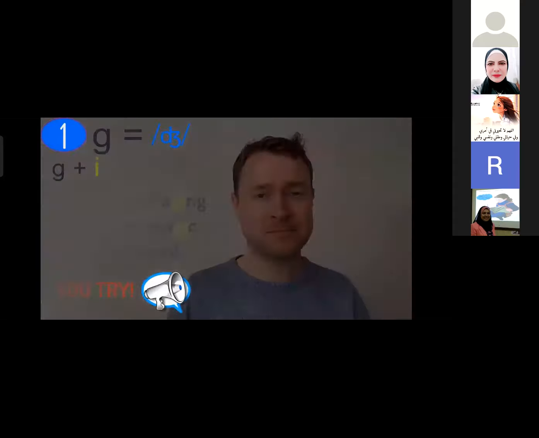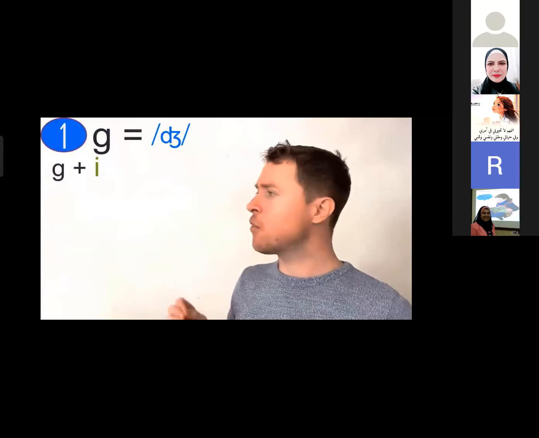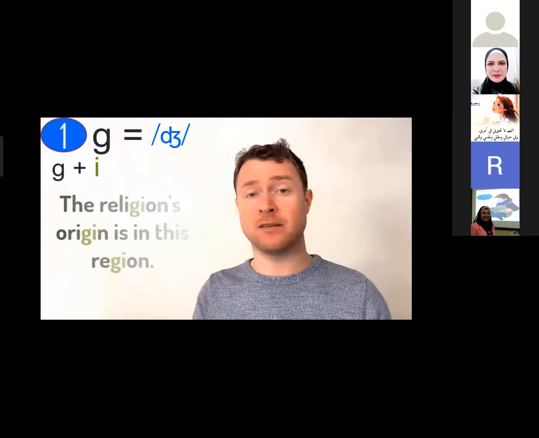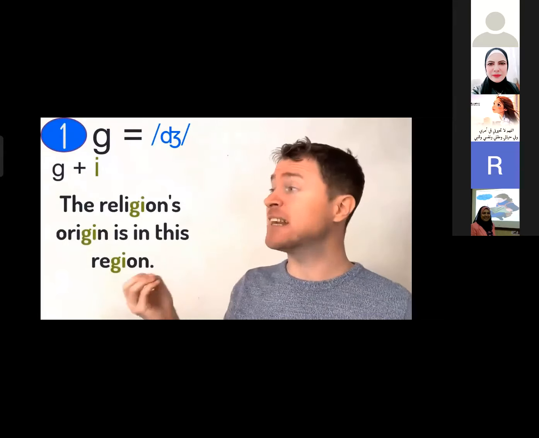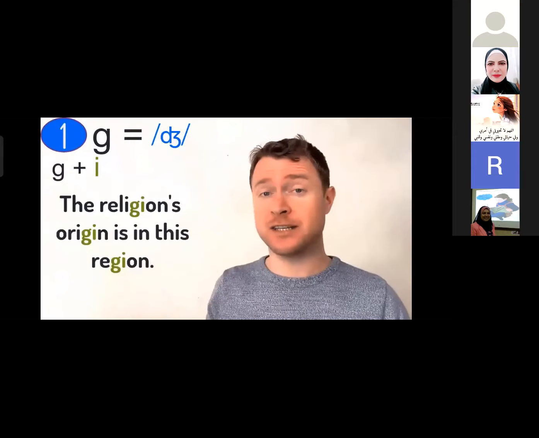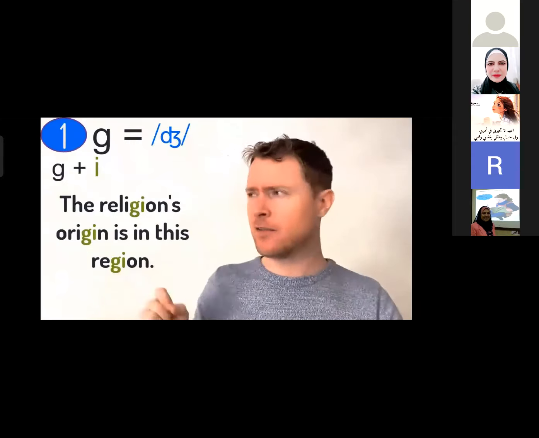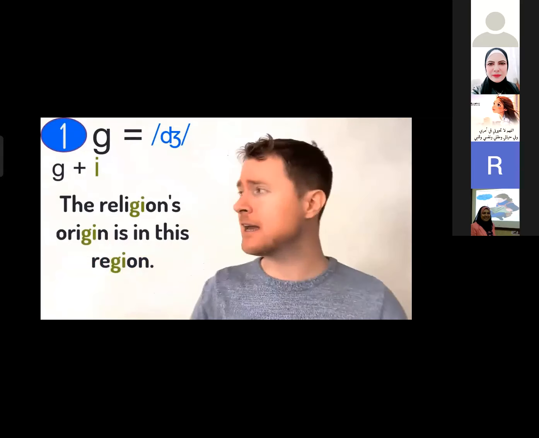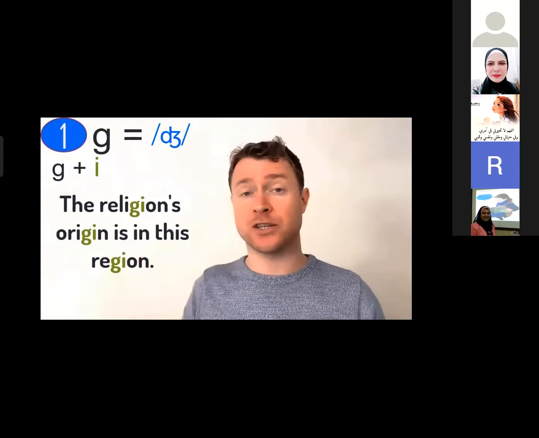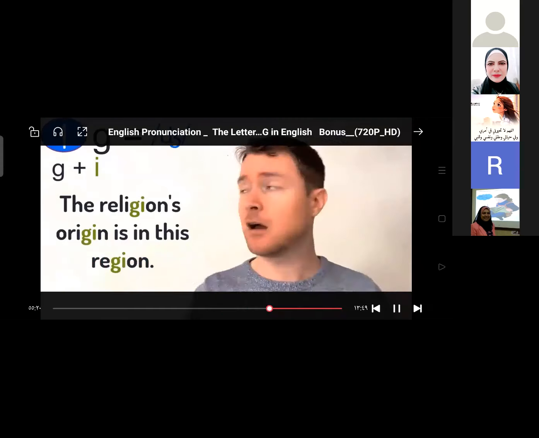Okay, number 2, try this. The religion's origin is in this region. This is a more difficult sentence. The religion's origin is in this region. That means the religion came from this part of the world, okay?